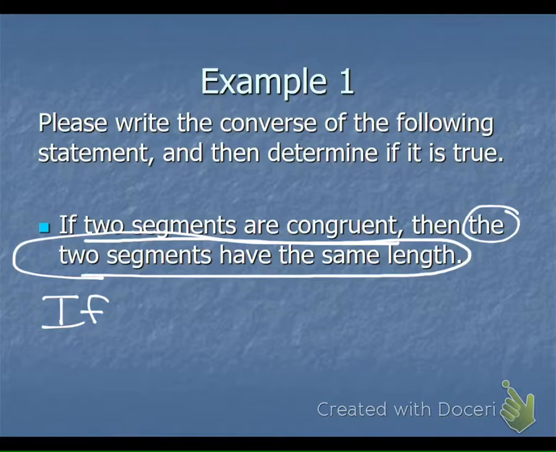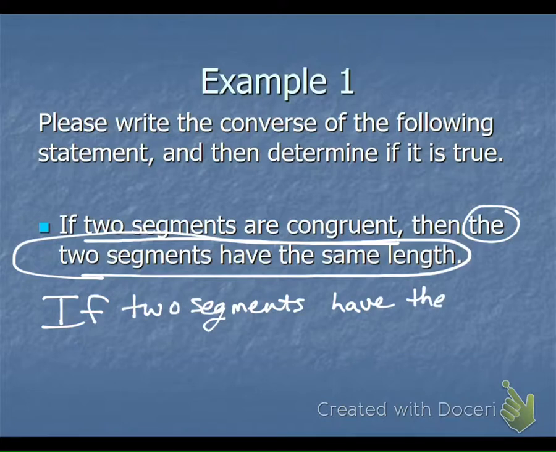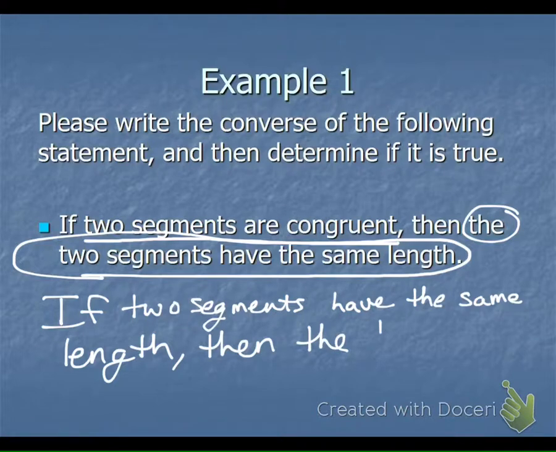We want the part that used to be behind the then to be behind the if. So which one would it be? If the 2 segments have the same length. Yep. So if 2 segments have the same length, comma, then the 2 segments are congruent.